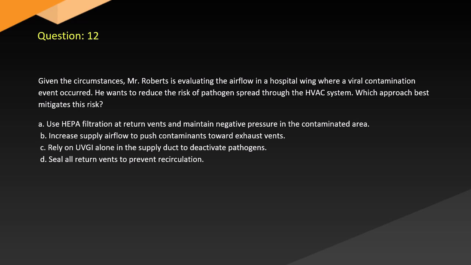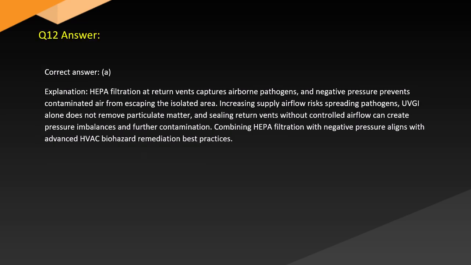B. Increase supply airflow to push contaminants toward exhaust vents. C. Rely on UVGI alone in the supply duct to deactivate pathogens. D. Seal all return vents to prevent recirculation. Answer. Correct answer: A. Explanation.